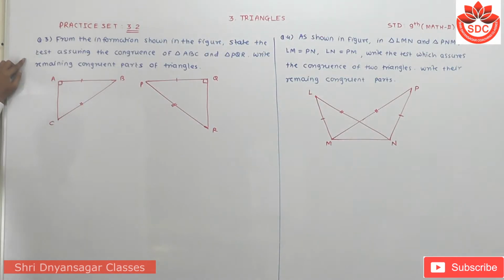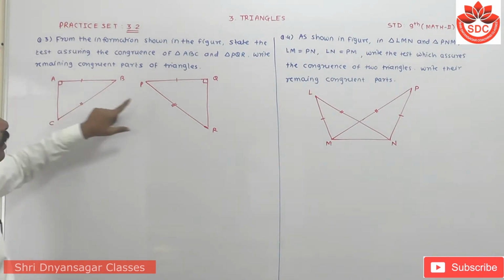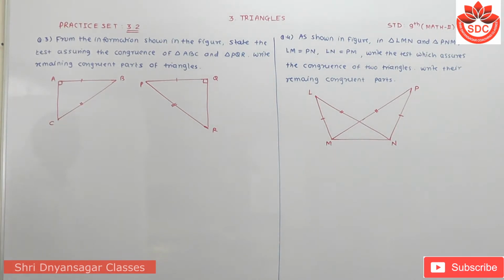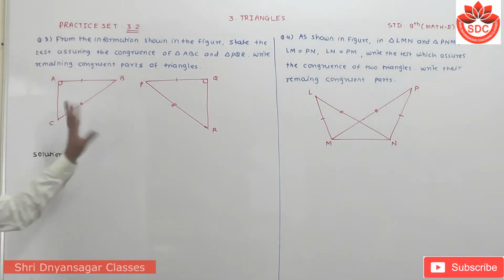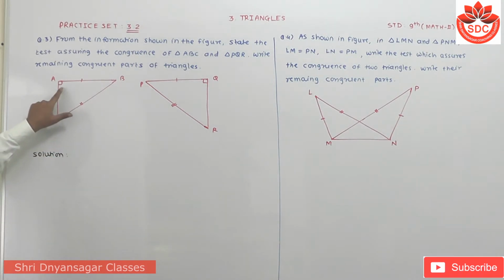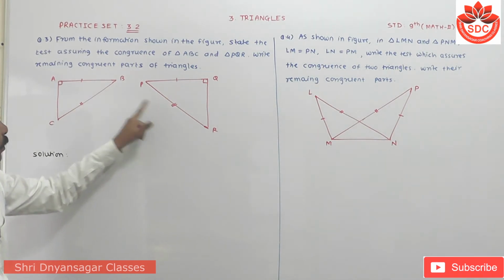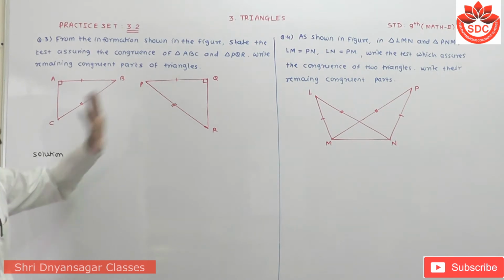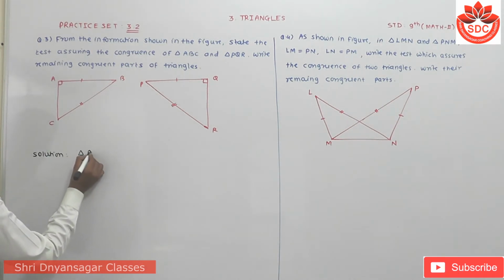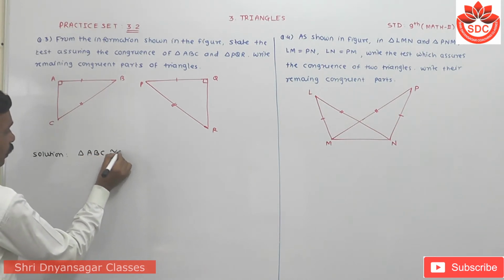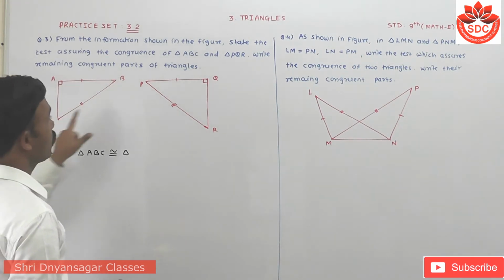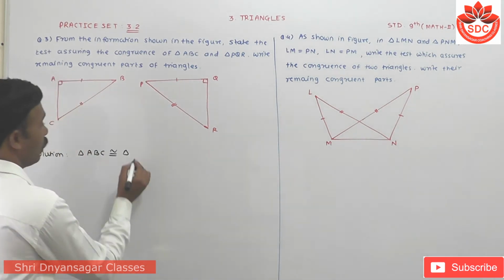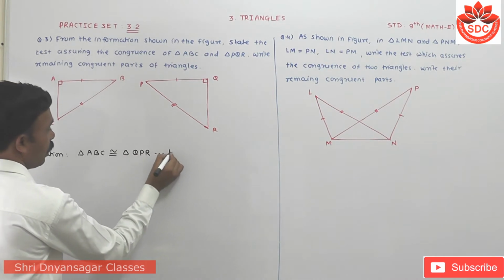Look here, question number 3. From the information shown in the figure, state the test assuring the congruence of triangle ABC and triangle PQR. Write the remaining congruent parts of the triangles. Now its solution: the figure is given here. First you have to write by which test these two triangles are congruent. Look carefully, here is a right angle, and the hypotenuse and one side are shown by identical marks, so it is the hypotenuse side test. Using the proper vertices, triangle ABC is congruent with triangle QPR by the hypotenuse side test.